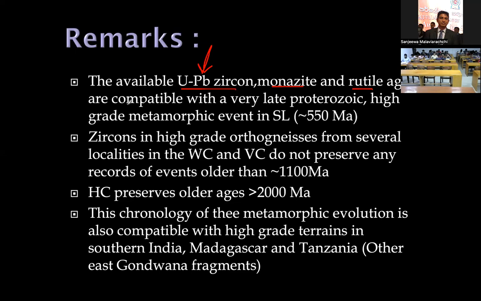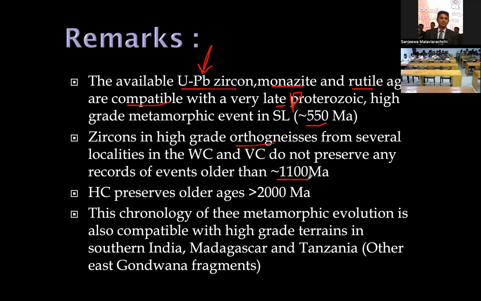So anyway, these ages are compatible with a very late Proterozoic high-grade metamorphism in Sri Lanka, like 550. Okay, right. And the orthogneisses in the Vanni complex and Vijayan complex, orthogneisses, that means meta-igneous rocks, do not preserve ages older than 1100 Ma. You saw that in the table. That is the maximum age.